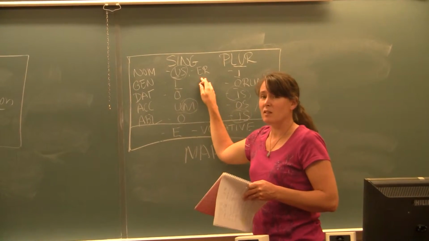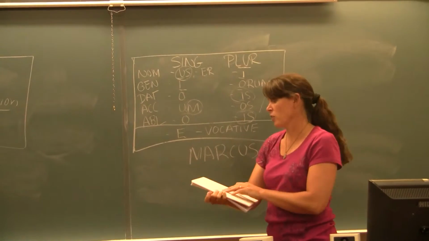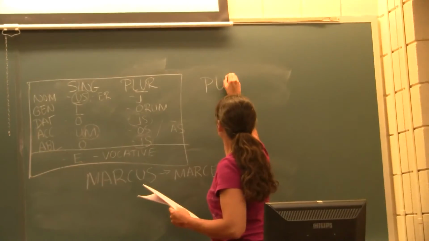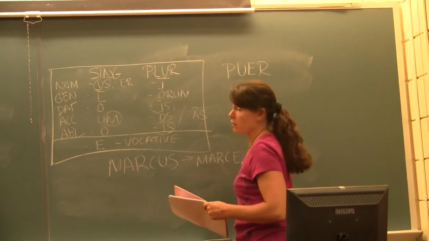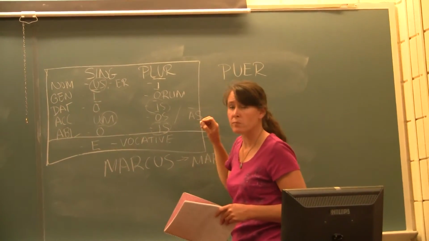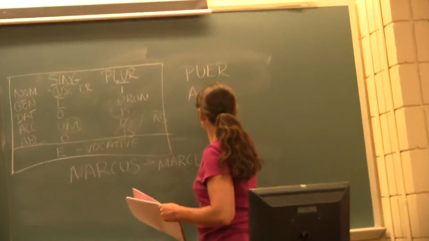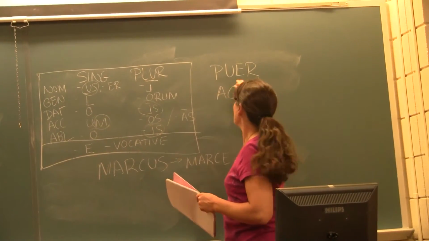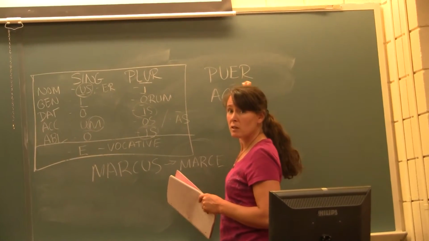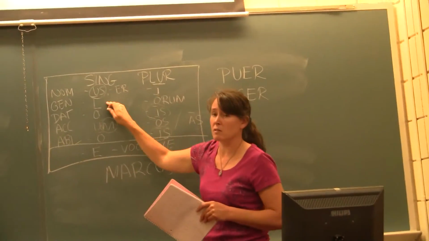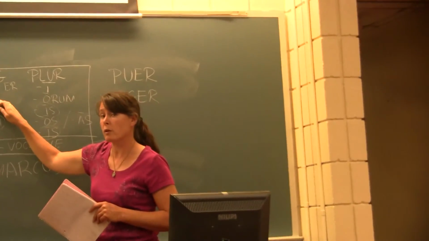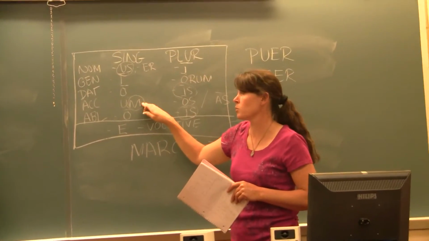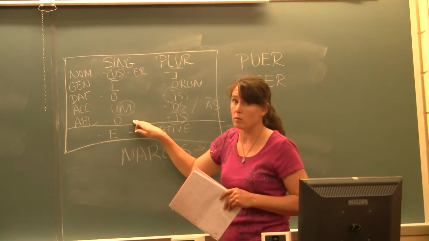Nouns that end in ER can be a little bit more confusing. So to take an example, puer means boy, and ager means field. Puer keeps the E, and you just stick the endings on it. So the genitive is pueri, the dative is puero, the accusative is puerum, the ablative is puero.